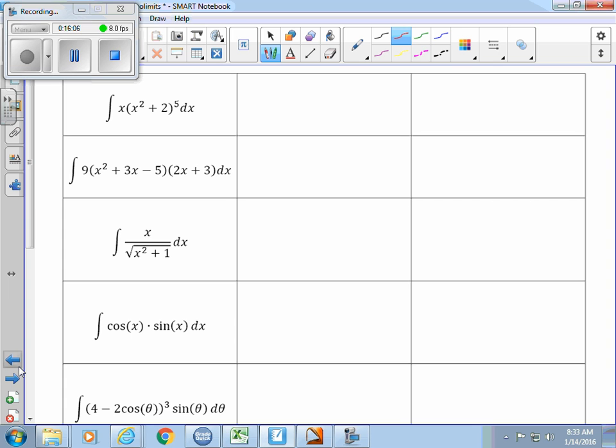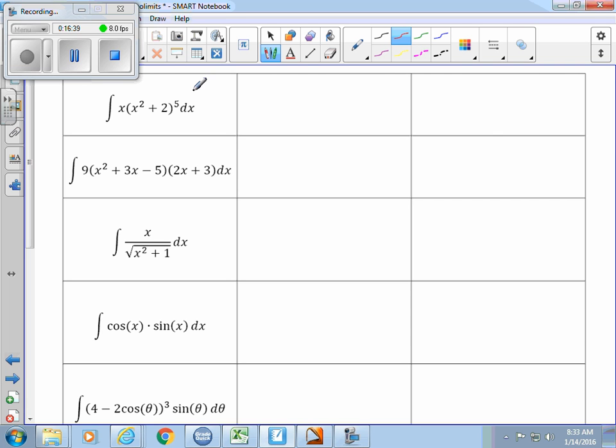But at this point, I have to make a decision: is raising something to the 5th power worth my time? If I have another option, the answer is probably no, because a 5th power would take me a while. So I would like to find another option, and I need to choose a U. I'm going to do my best. I'm going to pick the part that looks more complicated. So what looks more complicated, the x or the x squared plus 2?